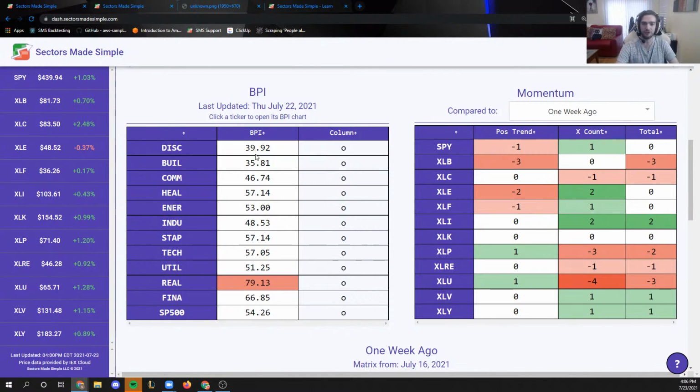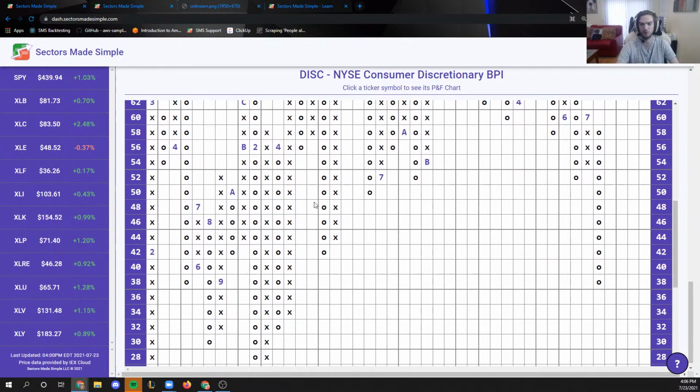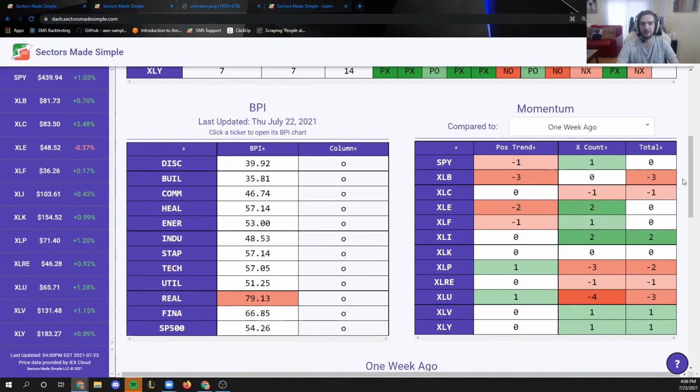But we also make point and figure charts of these BPIs so that we can track how they change over time. If you want to see the full chart, you can click on the label for any of these, which will take you down to the BPI chart for that sector. But if all you care about is the number and the direction, then you get both of those right here in this table. The BPI will tell you the percent, and then the column will tell you the direction. If we're in a column of X's, it's going up. Column of O's, it's going down.